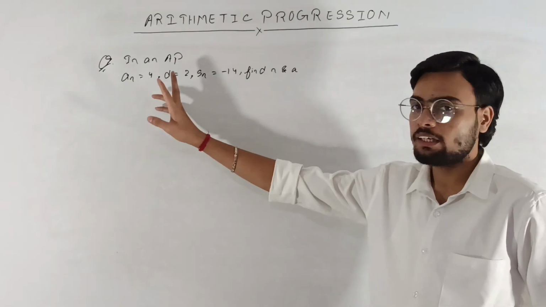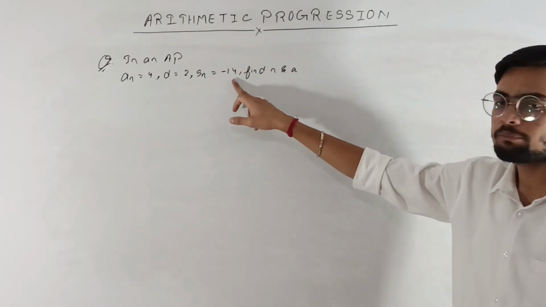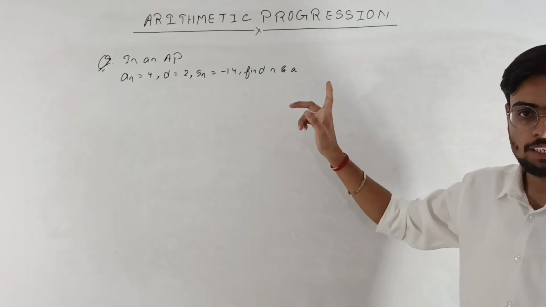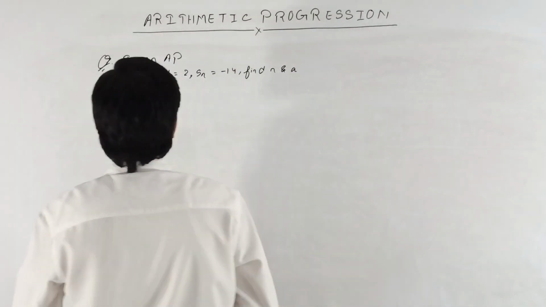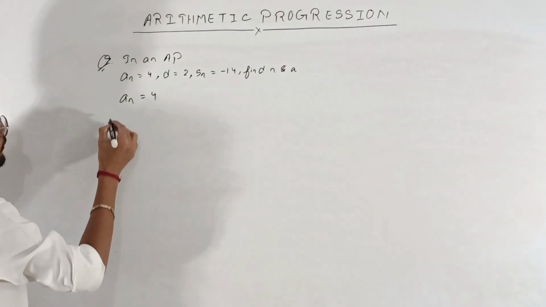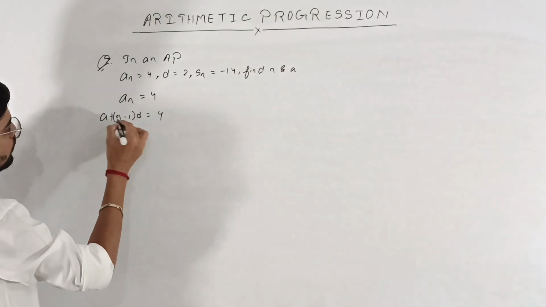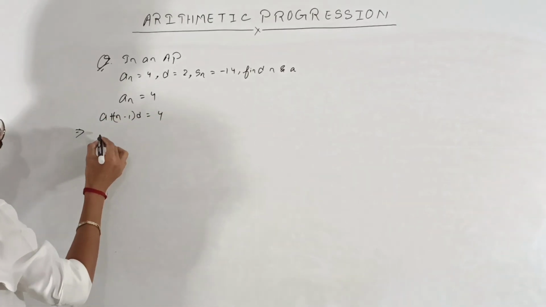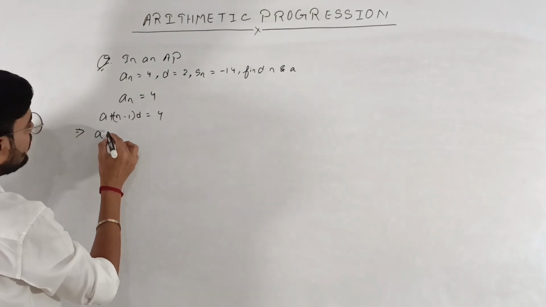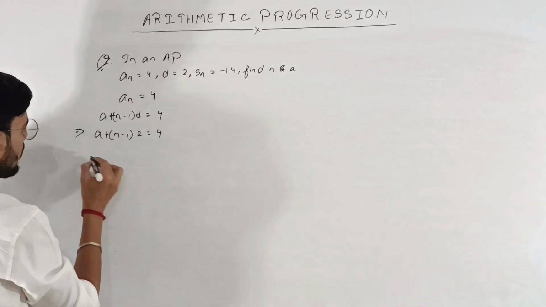Again, we are given in an AP, an is 4, d is 2, sn is given minus 14. Then we have to find n and a. We have to find n, number of terms, and a, that is the first term. So what is given? an is given. So an is 4, then an is what? a plus n minus 1 into d is given 4. Now calculate a plus n minus 1. Again we have to find n. So n minus 1, d is given 2, is equal to 4.